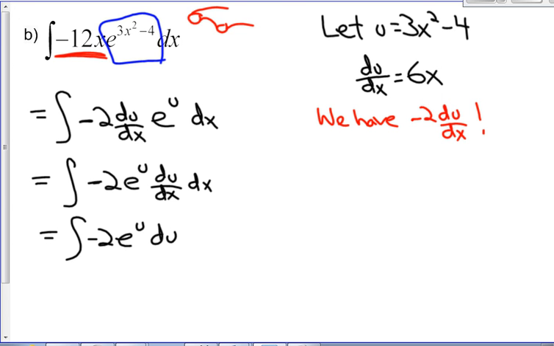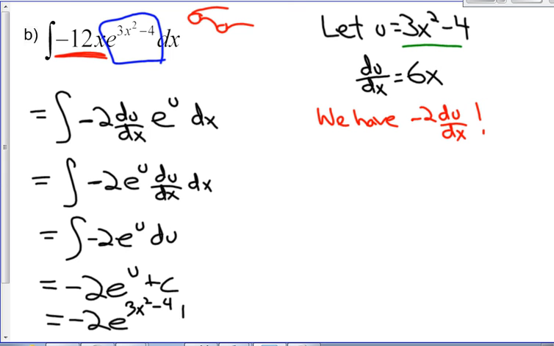And now we can integrate. And the integration here couldn't be easier. E to the x integrates to e to the x. E to the u integrates to e to the u. And bring back the x's at the very end. Well, u is 3x squared minus 4. This should be our final answer.